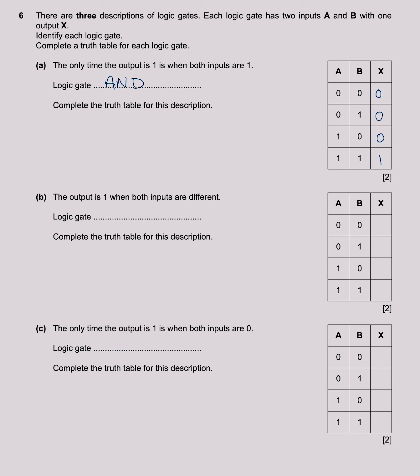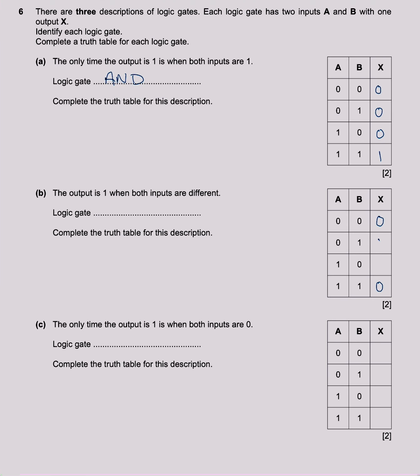not quite so obvious, but the output is 1 when both inputs are different. So when both inputs are 0, we get a 0, but also when both inputs are 1, we get a 0. So it is only when A or B are 1 do we get a positive output. So I've already completed the logic circuit there. Well, that is an XOR.